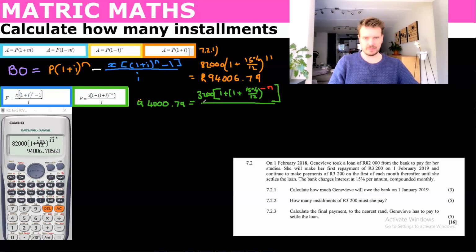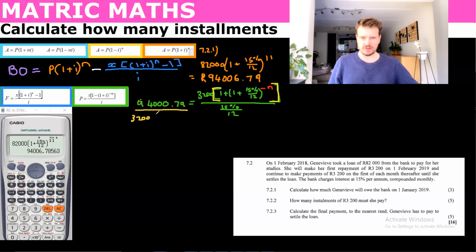Over 15% over 12. Okay, so what we want to do is get the square brackets by themselves for now. Let's pretend you don't have a fancy calculator that just solves it. We're going to have to figure it out using our knowledge of maths. So to get the yellow by itself, we would simply divide what's in front of the yellow by this.